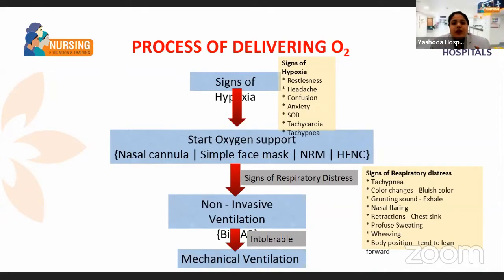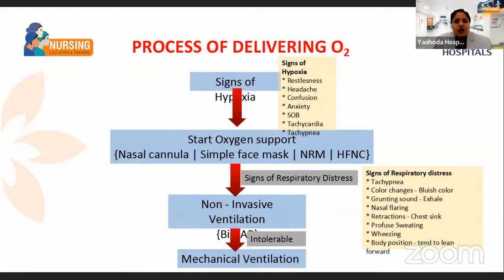We should know that whenever you notice a patient with signs of hypoxia, like restlessness, headache, confusion, anxiety, or SOB, then immediately start oxygen support. The main intention is we need to reach the target rate of 97%. If you had started with a nasal cannula but didn't reach the target, then you can use a simple face mask. Likewise, based upon the flow rate, the main important thing is we should reach the target rate of 97%. In spite of the supplementation, you notice the patient has landed up in signs of severe respiratory distress.